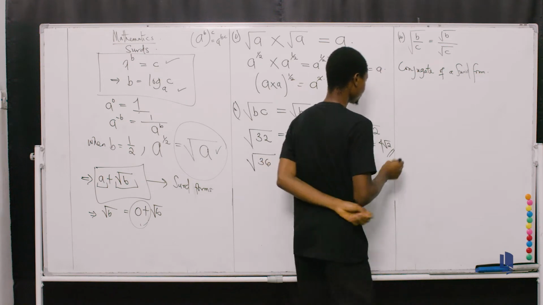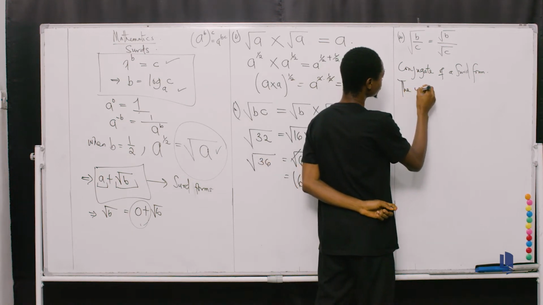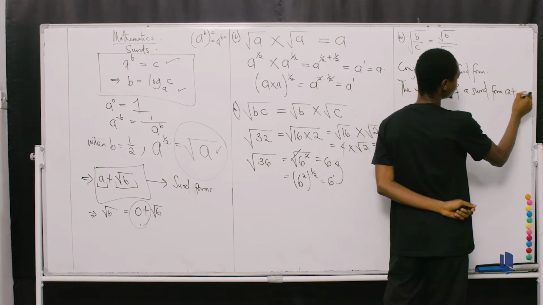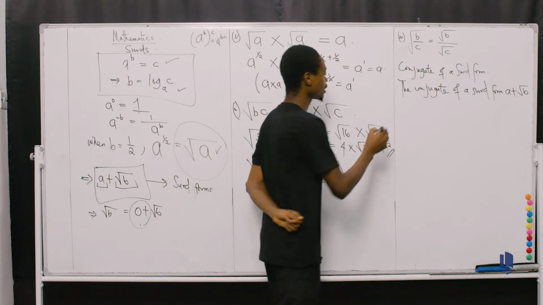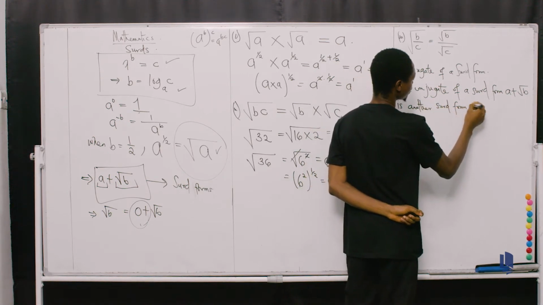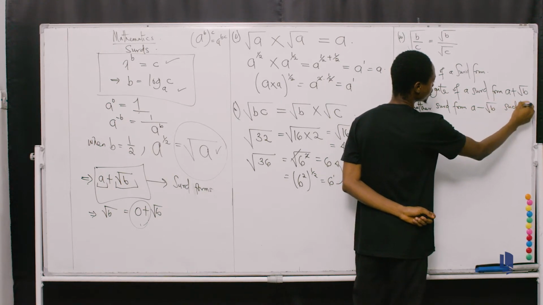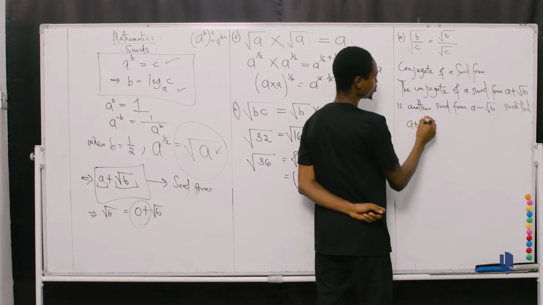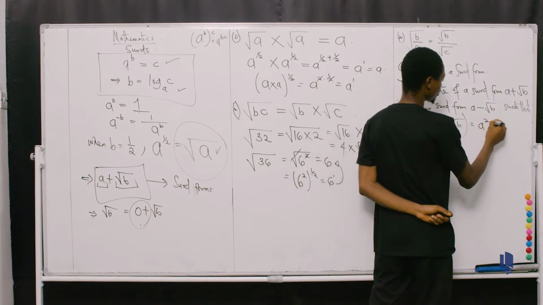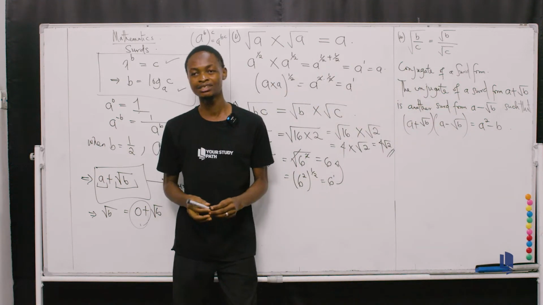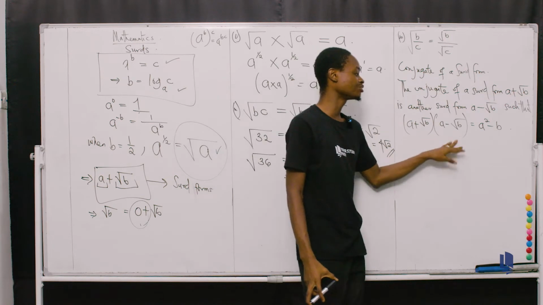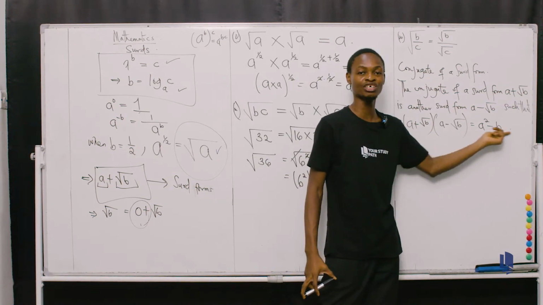Now, in writing, the conjugate of a surd form A plus root B is another surd form A minus root B such that A plus root B multiplied by A minus root B is equal to A squared minus B. Simple. So the conjugate of A plus root B is that value A minus root B such that when you multiply them together, your result is completely devoid of the surd form.